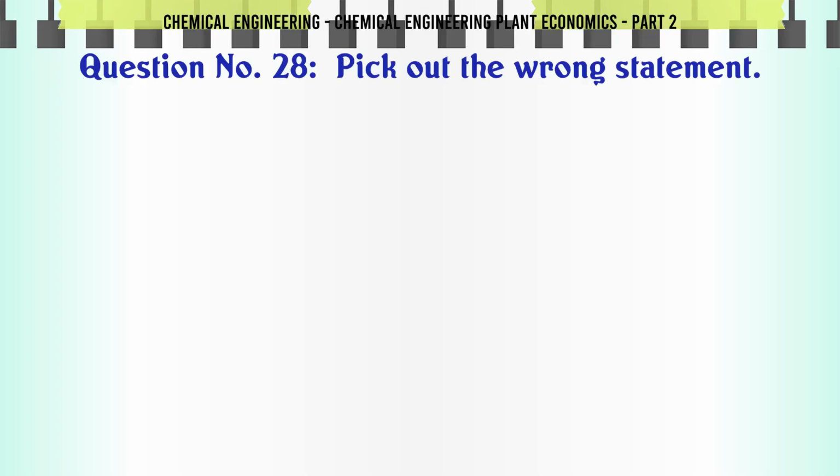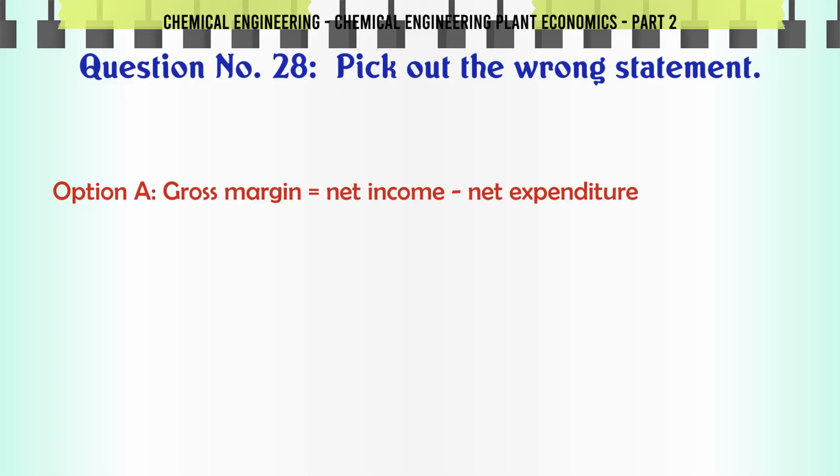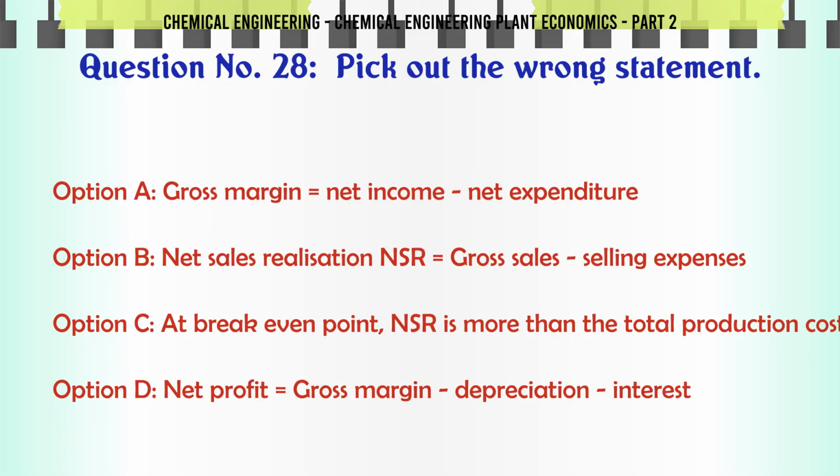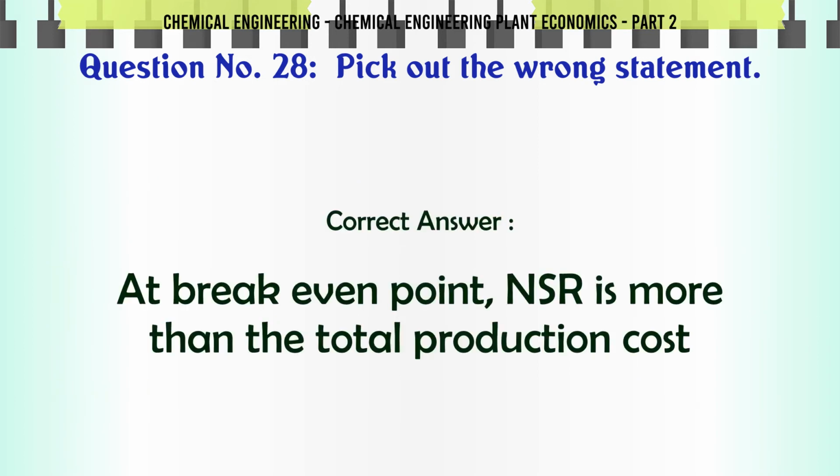Pick out the wrong statement. A. Gross margin, net income, net expenditure. B. Net sales realization, NSR, gross sales selling expenses. C. At break-even point, NSR is more than the total production cost. D. Net profit, gross margin, depreciation, interest. The correct answer is at break-even point, NSR is more than the total production cost.